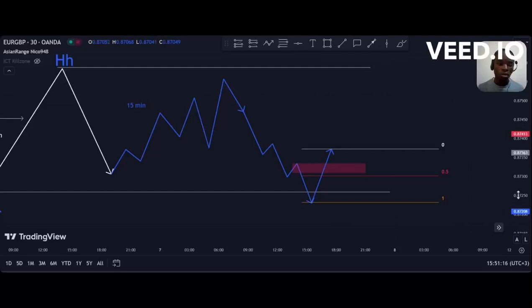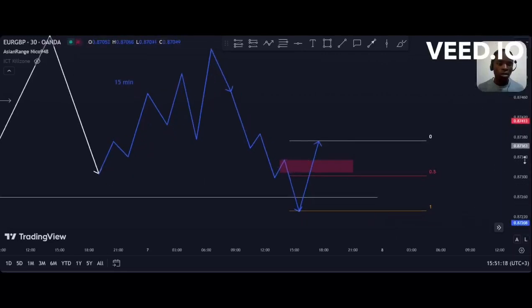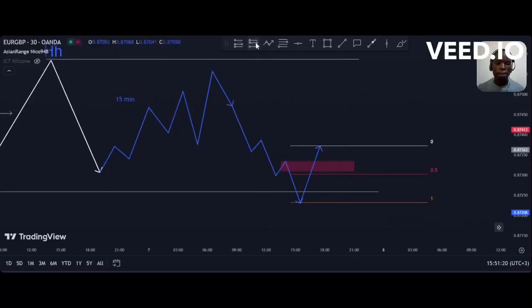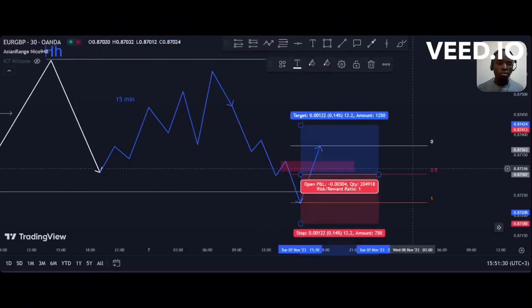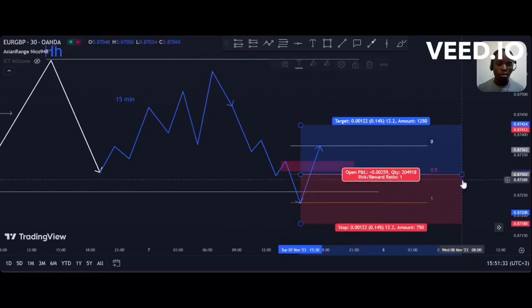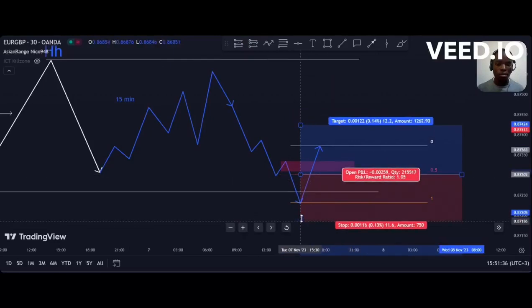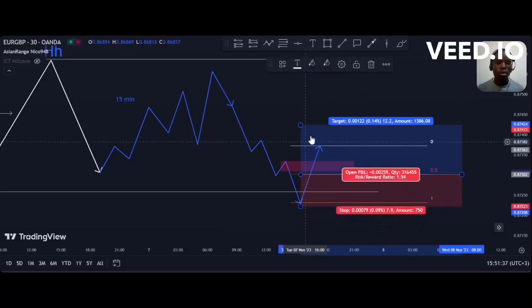I'll only show you that one entry strategy for now, but the video is basically for you to understand this strategy. It's a strategy for both beginners and progressing traders. We enter buys.